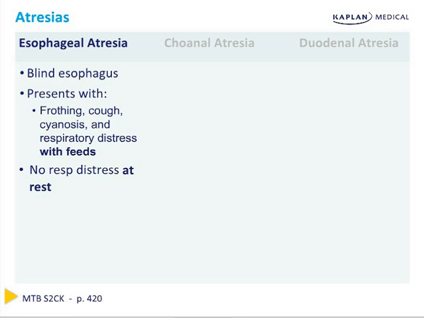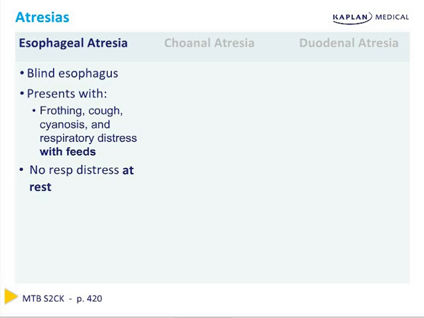But they're normal at rest. When they're not eating and they're just sitting there, they respire fine. There's nothing inherently wrong with their airway. So they have no respiratory distress at rest. And I point this out because this isn't going to be true of the next atresia that we speak about. But there's no respiratory distress with esophageal atresia. There's only respiratory distress with feeds.